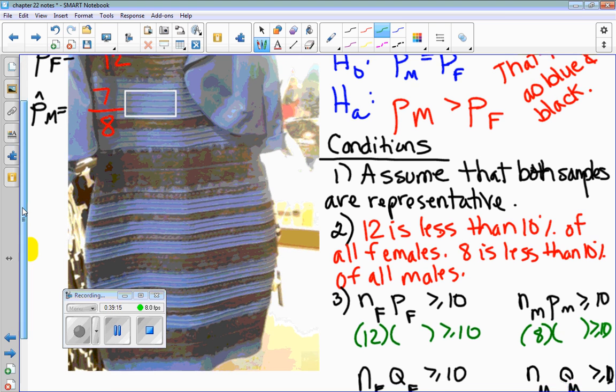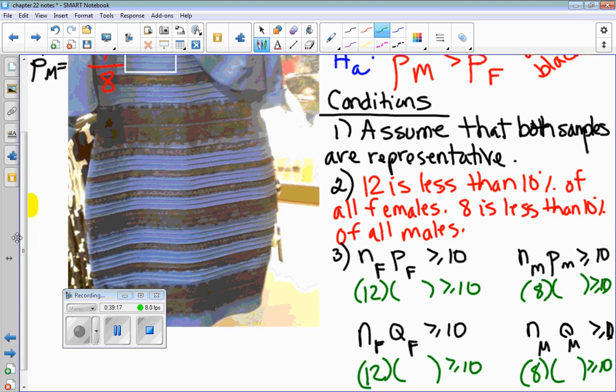All right, so females was 7 out of 12, and that would give you 5 out of 12 here. And then it was 7 out of 8 and 1 out of 8. So we didn't meet the conditions. Would you agree with that? Matter of fact, none of them met the conditions. So that's because our sample size was too small, but we're going to move on. Are we okay with that?